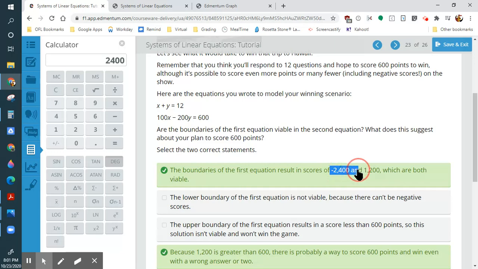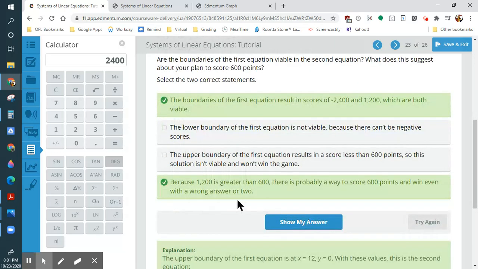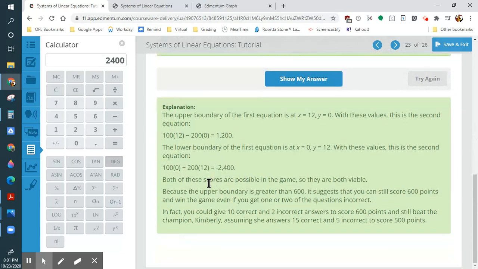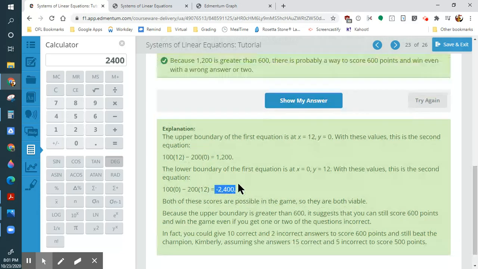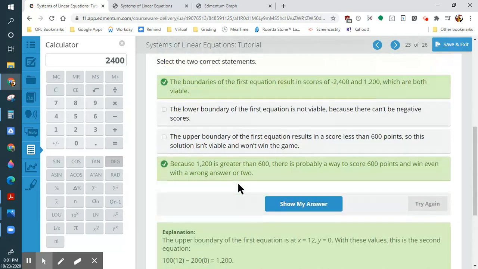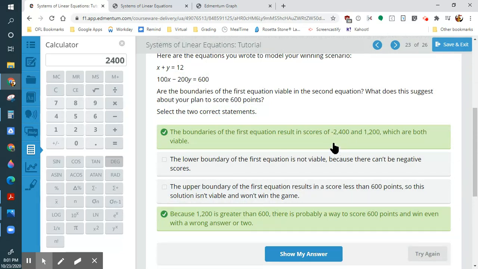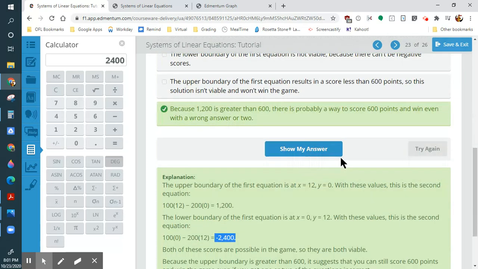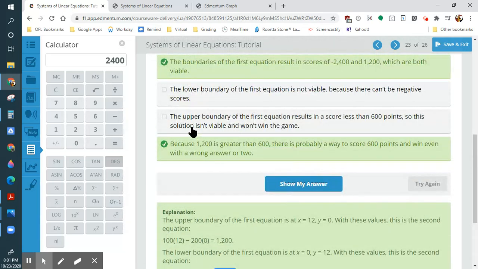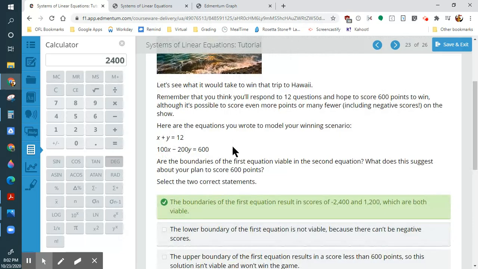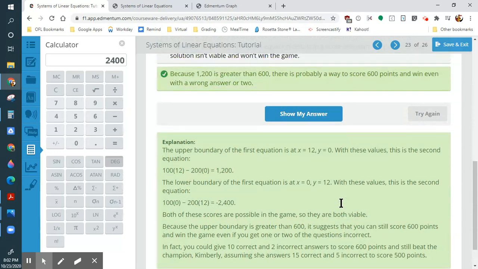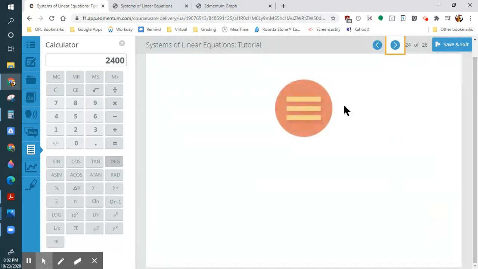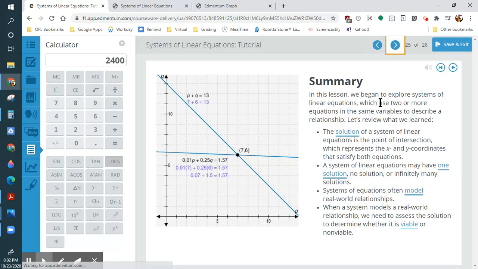I'm assuming this is not viable to me. So to me, it's this. Technically, it's not viable for what we want. We don't want negative points. So they're not both viable. This one's just weird. They're just saying, is it possible to get this? Yes, you can technically get negative points. I don't know what Edmentum's talking about here. This should be the only right answer, because if you want to win that vacation, you don't want this. Oh, I see what they're saying. It's viable because it's possible, but they want you to. Edmentum, you need to be more clear with your questions.